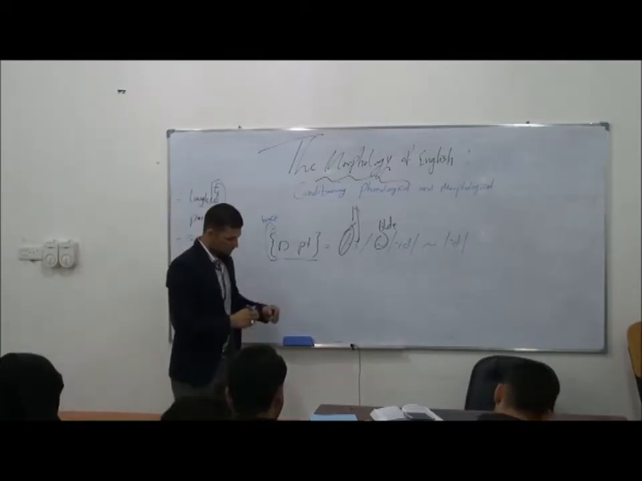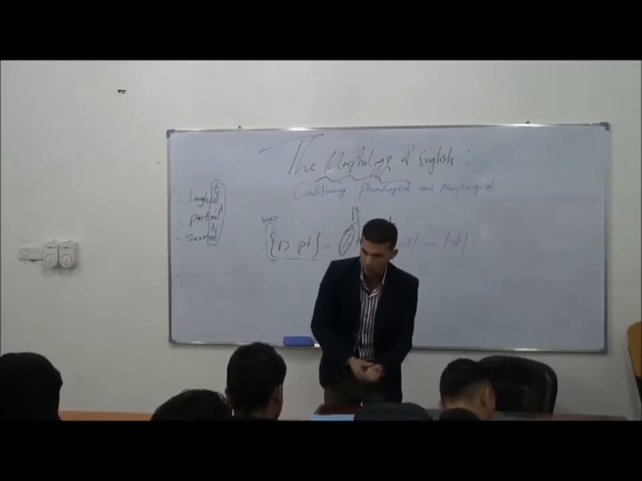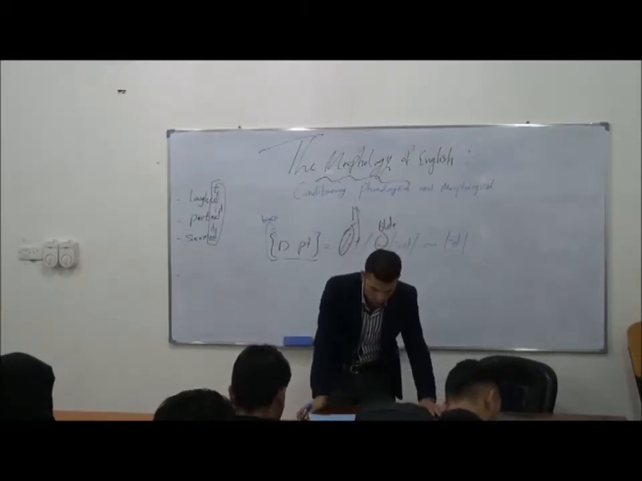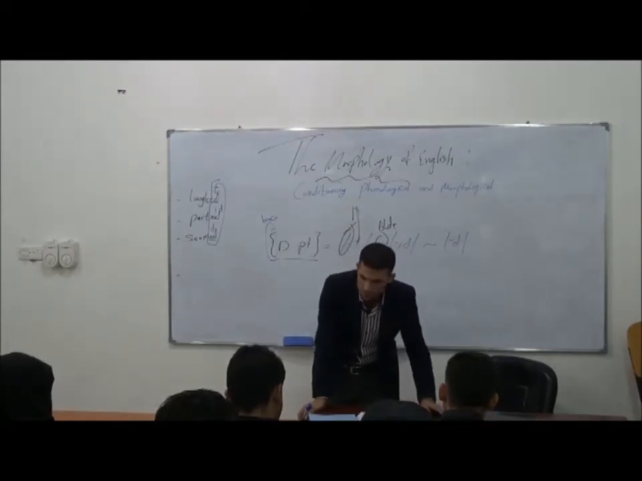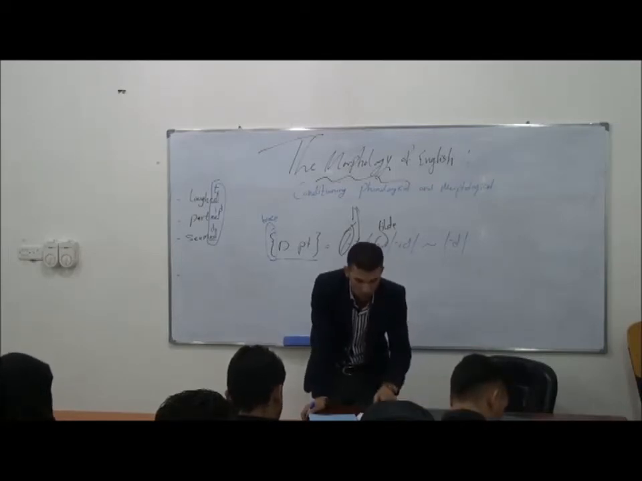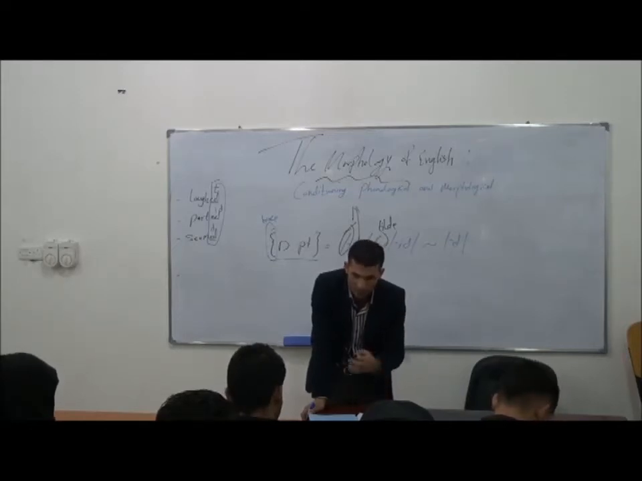Yes. So in this exercise, look, we have 5 pairs of words. In each pair, we have 2 words. The first one is a free morpheme, the other is bound. The word strong is free, and the word strength is bound.